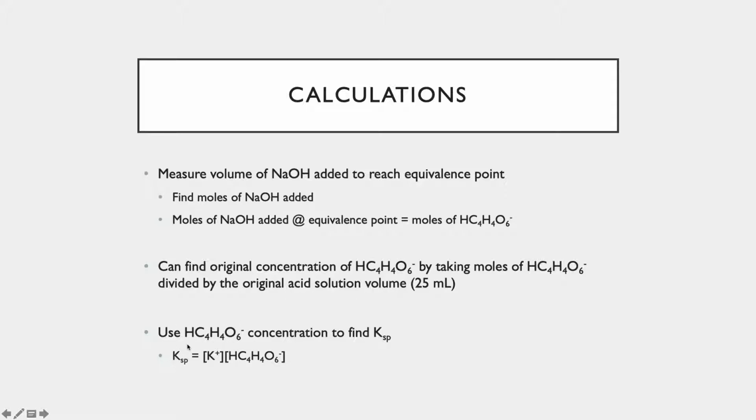Right? KSP for the potassium hydrogen tartrate, our initial starting compound, should be equal to the potassium concentration times the hydrogen tartrate concentration. But what's going to happen here, if we know the hydrogen tartrate concentration, since this is a 1-to-1 stoichiometry for that ionic compound, whatever our concentration is for the hydrogen tartrate, it's the same concentration for potassium. And so knowing this, we're going to know both of these concentrations, and we can find the KSP for our hydrogen tartrate. And so those are going to be the calculation steps that we actually get to at the end this week.